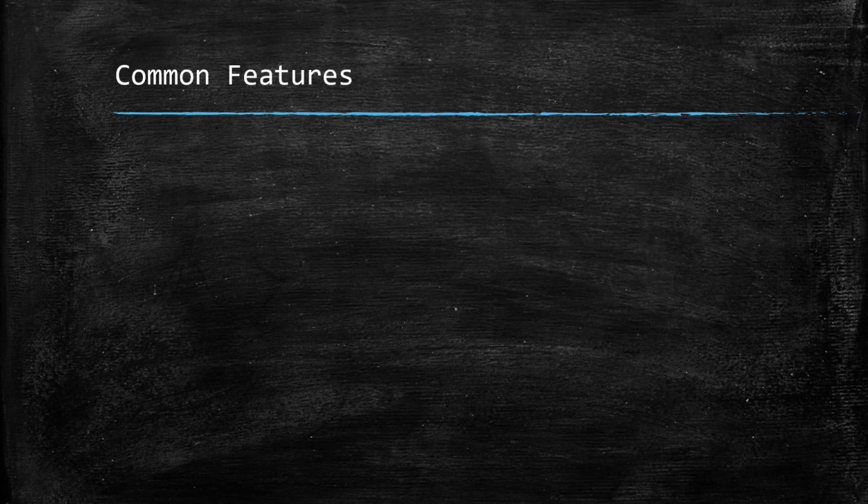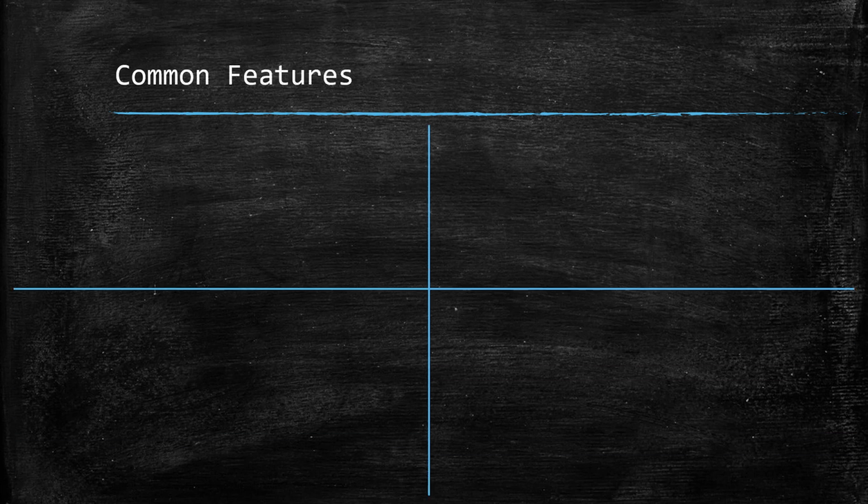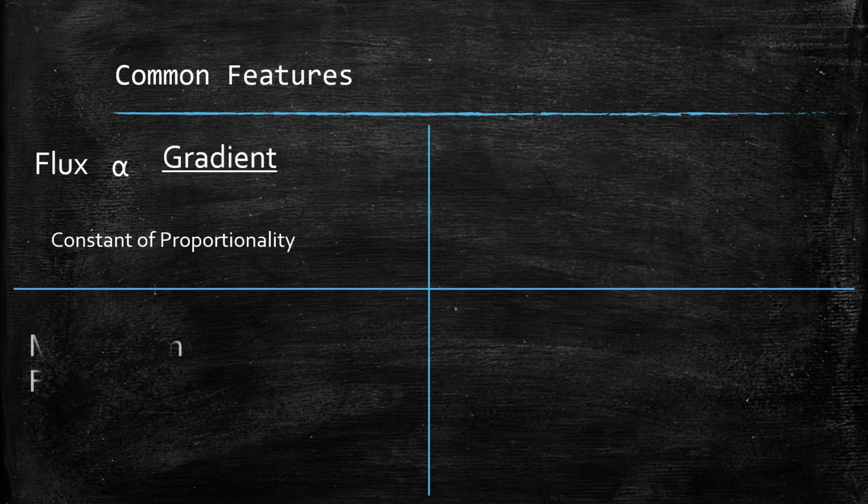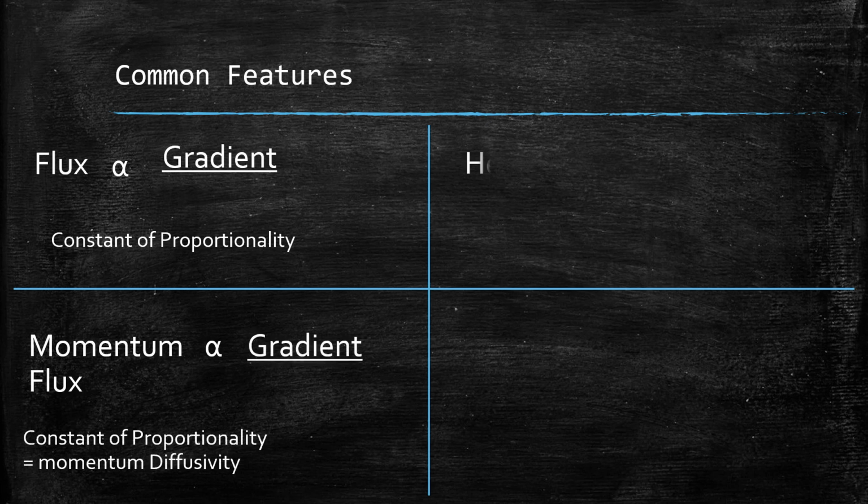Now let us come to what are the common features of all this. All these three equations, there is some cause and then there is some effect. Now what are the causes? What is the cause for heat transfer, mass transfer or momentum transfer? There is some gradient that is there. This is the cause, right? And what is the effect? The transfer that we are seeing. So flux is directly proportional to gradient, right? Similarly, there would be some constant of proportionality there.